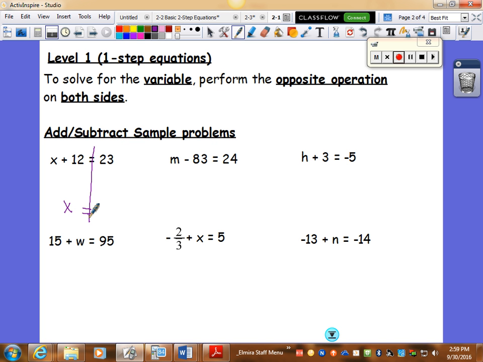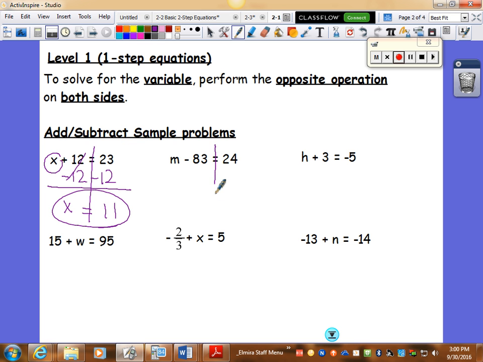Just like in English class, you have to use proper grammar and spelling and so forth. In math, there's a proper procedure for this. Okay? So it says plus 12, so if I want to solve this, I have to do the opposite. I have to subtract 12. So that cancels this side, and I get x that I can bring down. And then 23 take away 12 is 11.